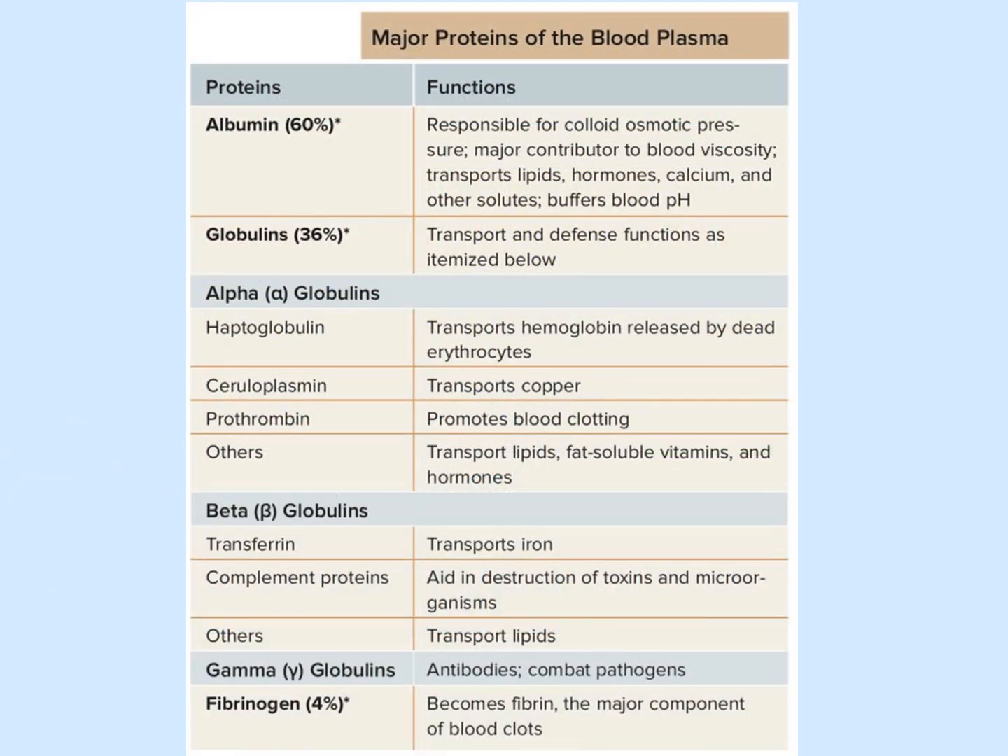This slide illustrates functions of the named proteins. For example, alpha globulins, fractions alpha-1 and alpha-2, you can find here. These fractions have haptoglobin, and here you can find functions of haptoglobin, ceruloplasmin, prothrombin, and other proteins. At the same time, you can find here functions of transferrin and other proteins. We will discuss functions of these proteins in our practical class.